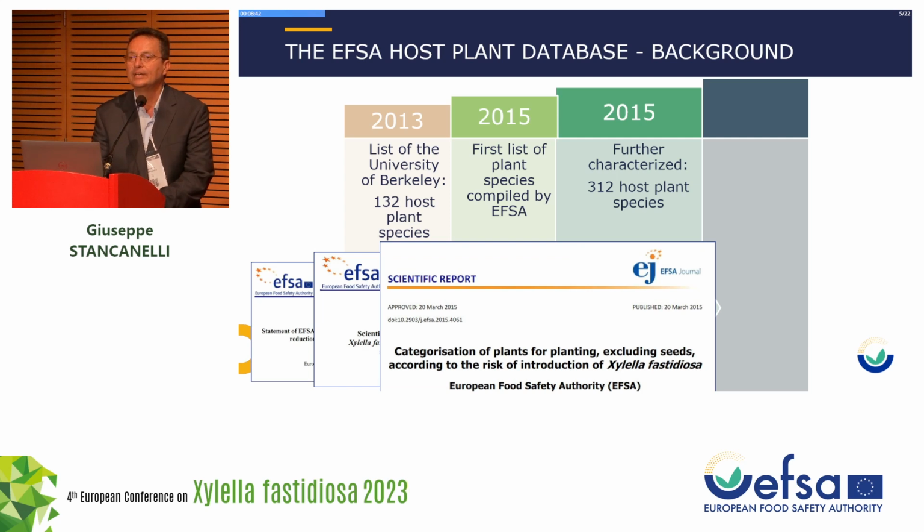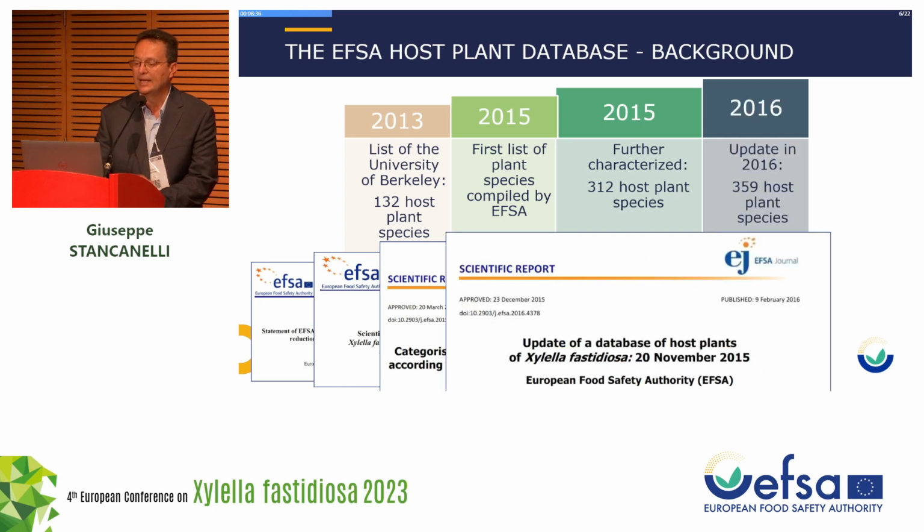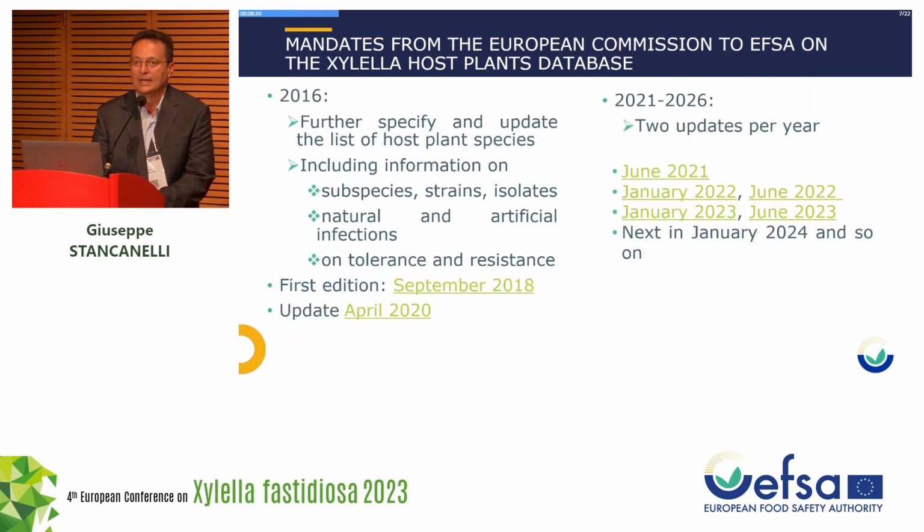And then we kept working on this database, and we arrived at a list of 312 plant species. In 2016, way after, this became 359. Then the colleagues from the Commission found it useful to have a list to support member state surveillance and the stakeholders, the farmers: a list of the host plant species of Xylella and the different subspecies, strains and isolates. So they asked EFSA to work on this and to include more details, such as whether the infection was natural or artificial, since natural infection is a bit more similar to the conditions in our farms, and also information about tolerance or resistance of plant genotypes.